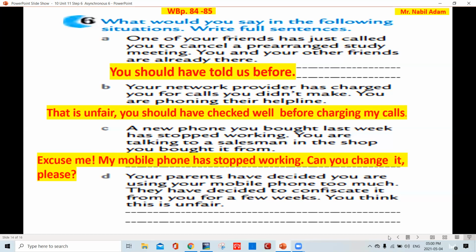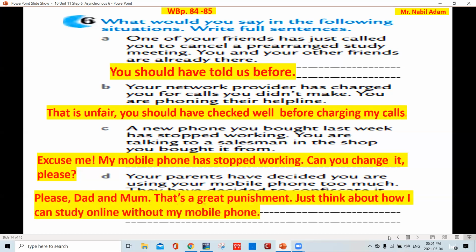Your parents have decided you are using your mobile phone too much. They have decided to confiscate it from you for a few weeks. You think this is unfair. What would you say to your parents, your father and mother? Please, dad and mom, that's a great punishment.